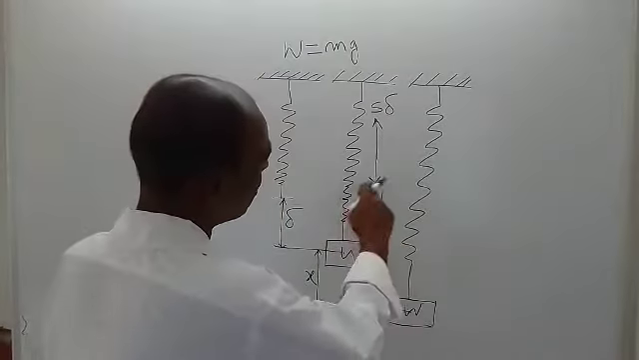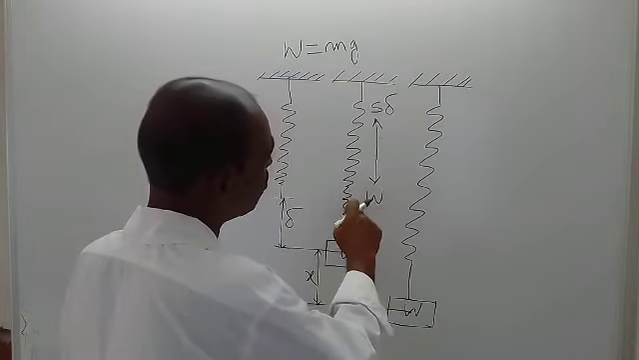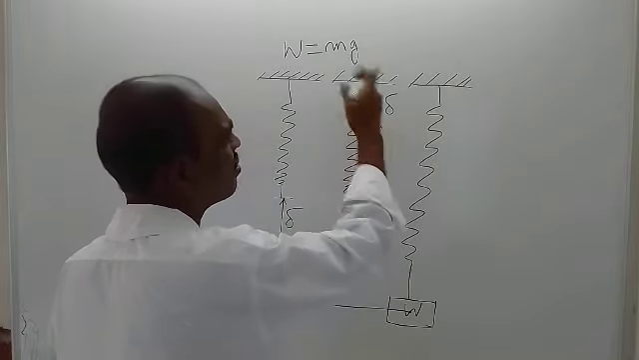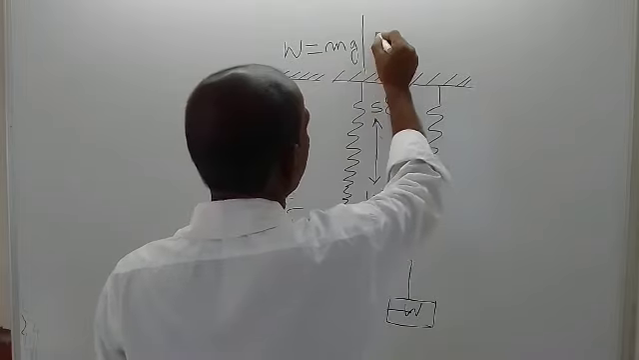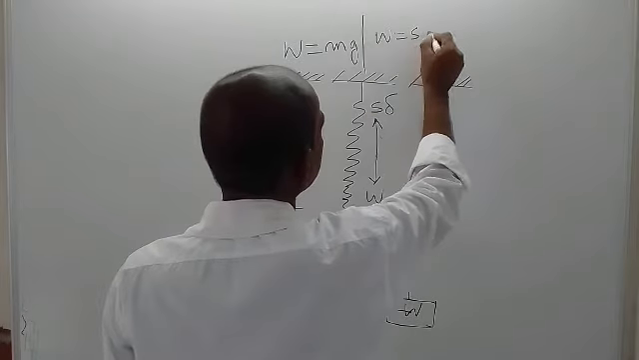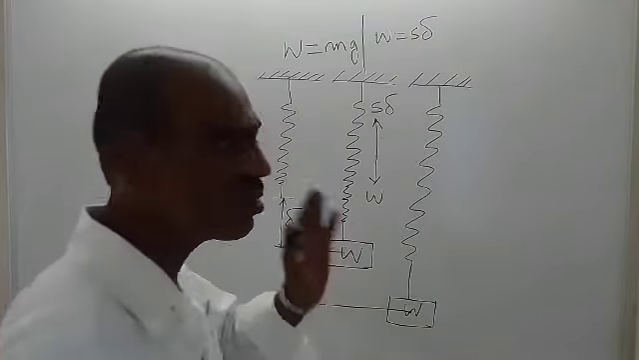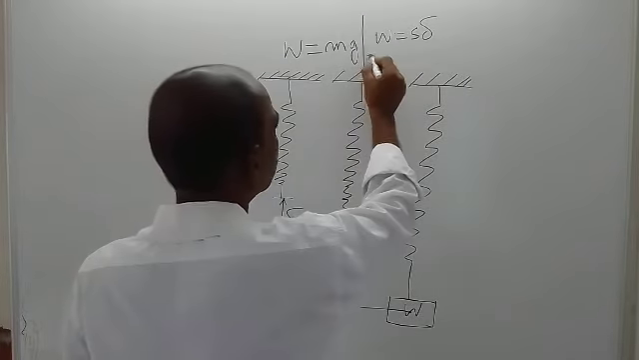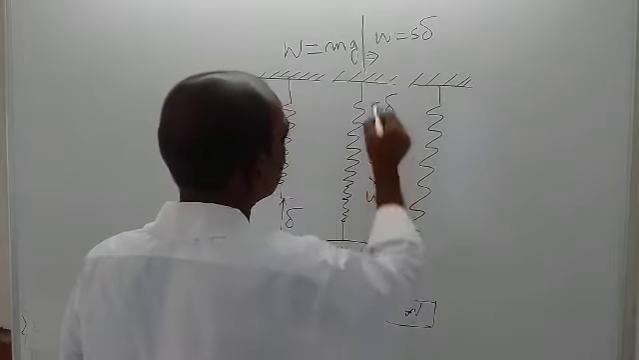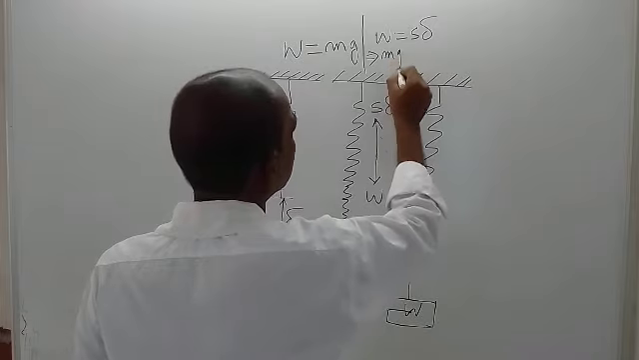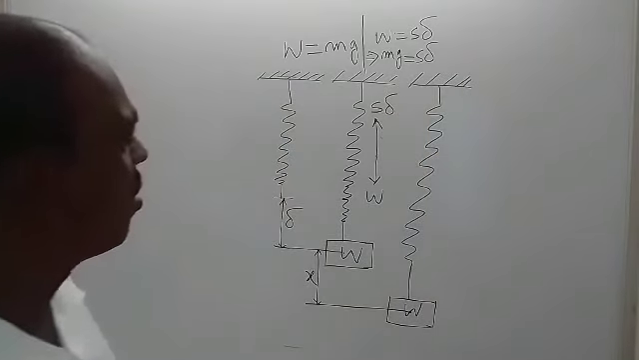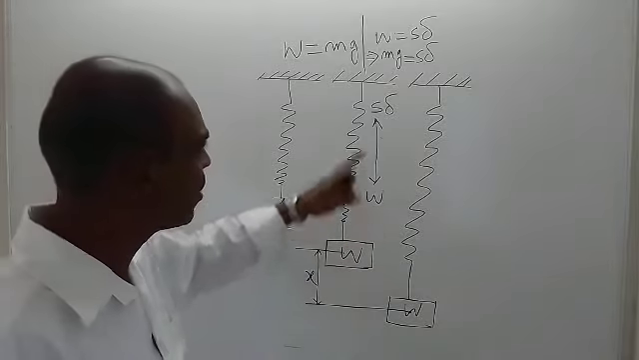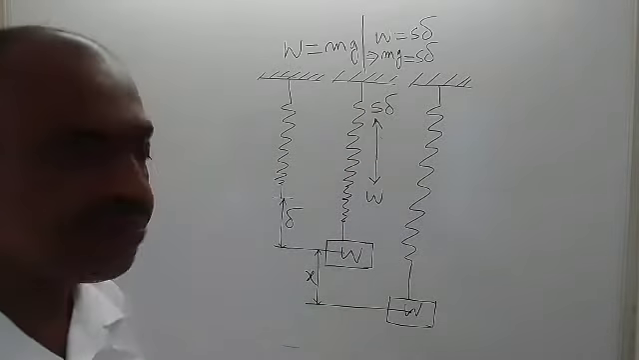Okay, so here you can see downward force is W and upward force is S into delta. So in this case, I can write W is equal to S into delta, where S is stiffness, and in the next line we can write W is equal to what? It is mg. So mg is equal to S into delta. In this position, okay, the second one.